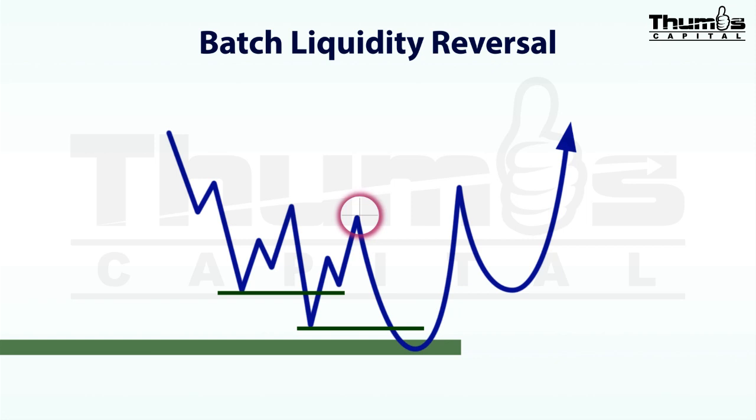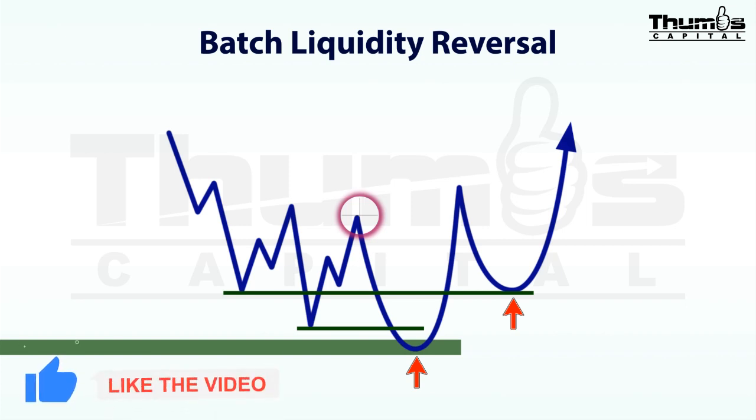Your entry should be done inside the second liquidity run based on lower time frame reversal pattern. If you miss the entry inside the liquidity run, your second opportunity will be on the retest of the first ABCD swing low. And just as in the liquidity pool reversal, always add a few pips for clearance so you don't miss out by 1 or 2 pips.